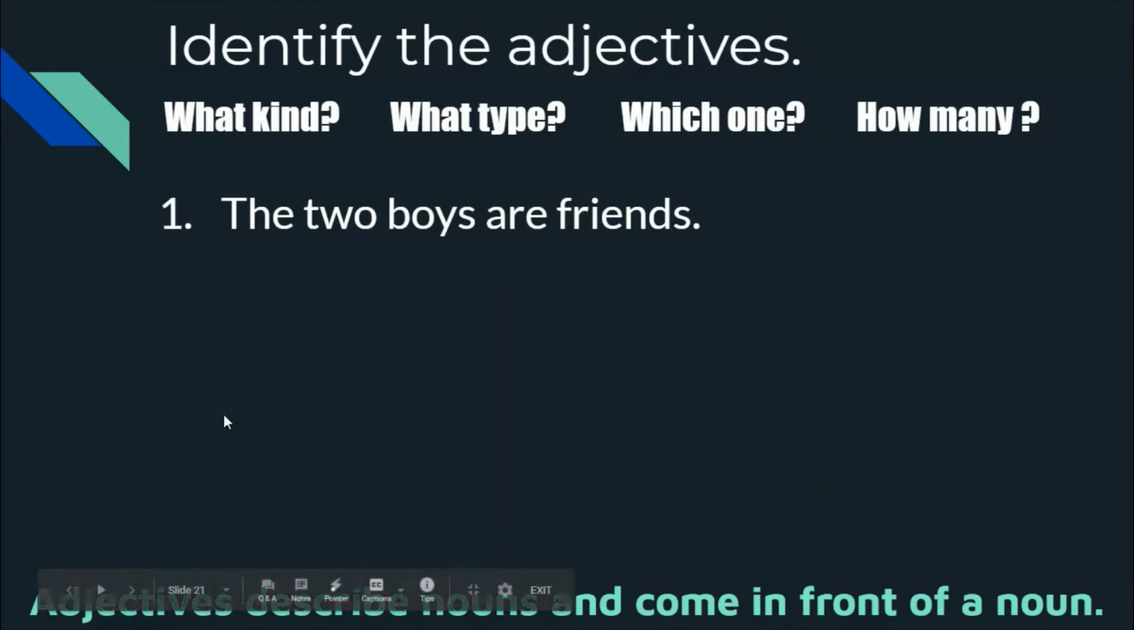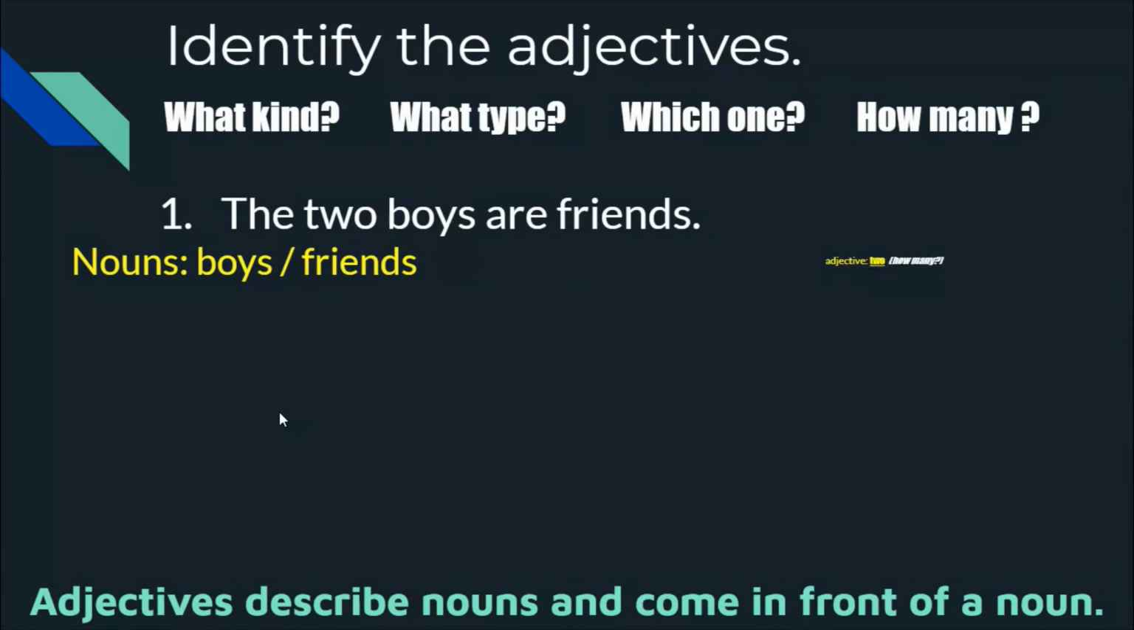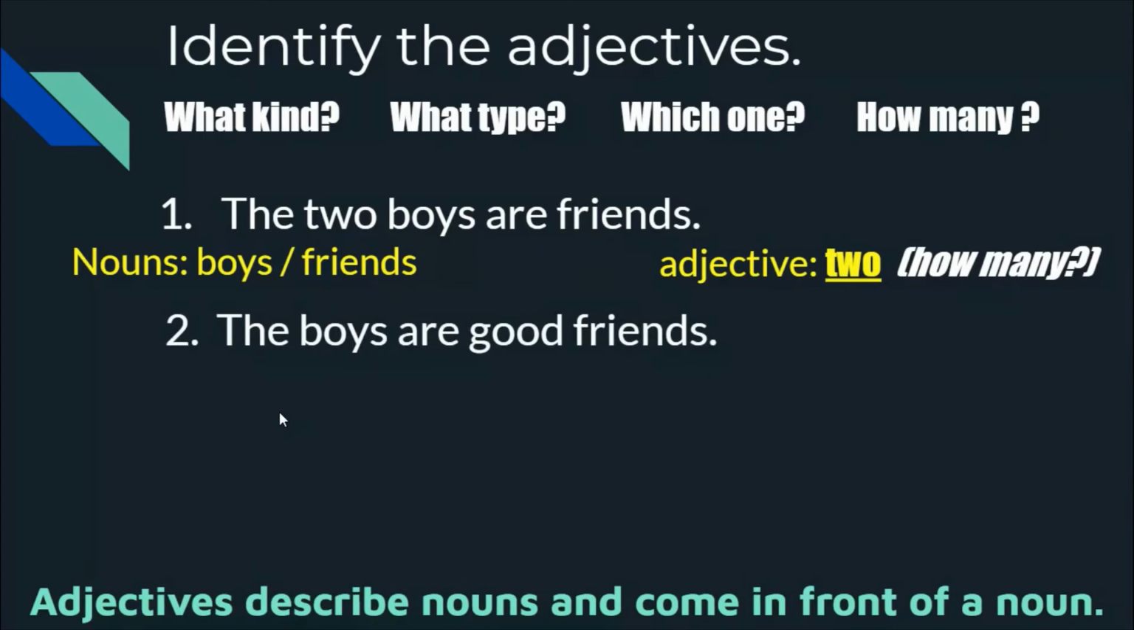Okay, there we go. So we already have the nouns. Okay, so here comes the adjective. The adjective is two. Remember, how many? Numbers, right? So are is not an adjective because actually are is a verb, right? Okay, let's go ahead and do number two.